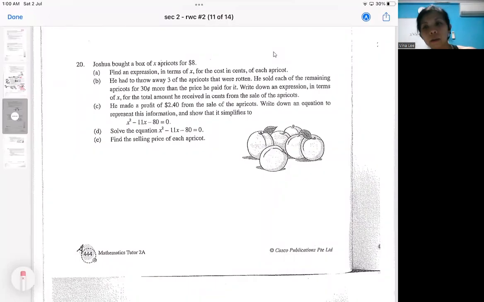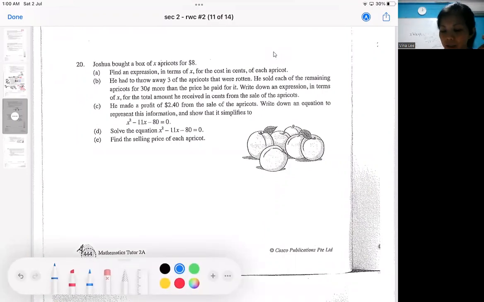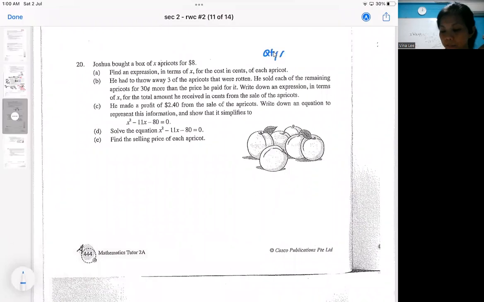For question 20, there is another problem solving question leading to a quadratic. But if you see this kind of question, this is a concept of quantity times price. Quantity times price will give you the money. So the concept is behind quantity times price. Let's get with the basic idea first. Take note of the units because dollars and cents are different things.